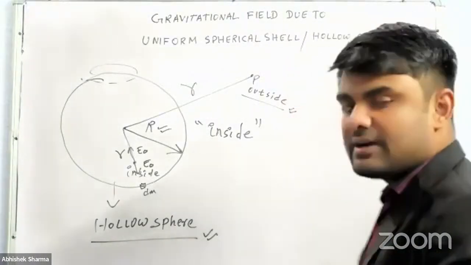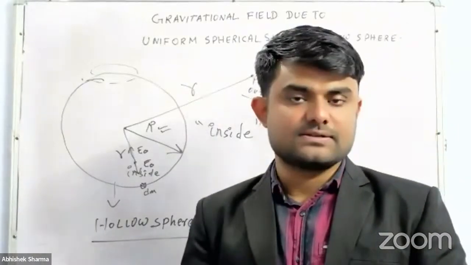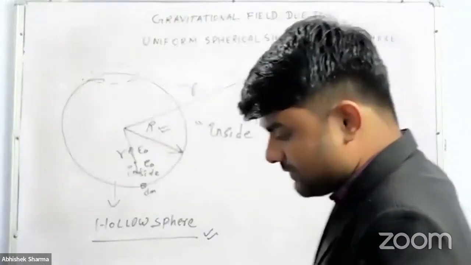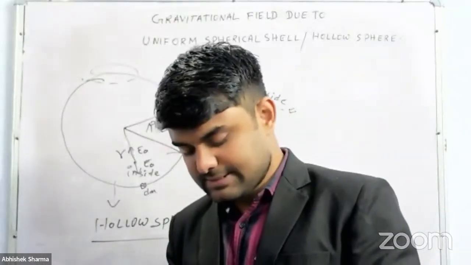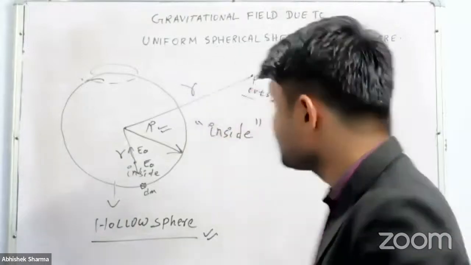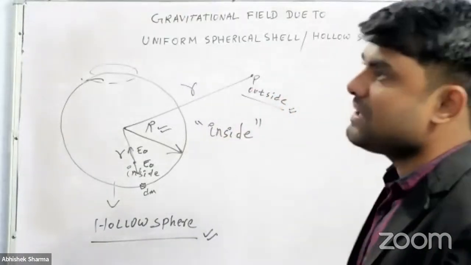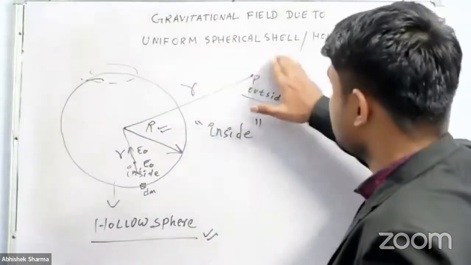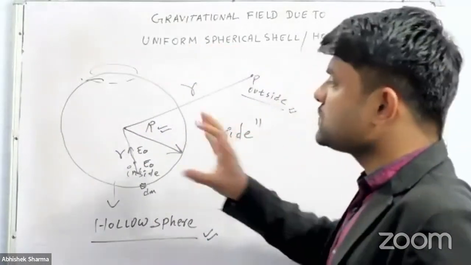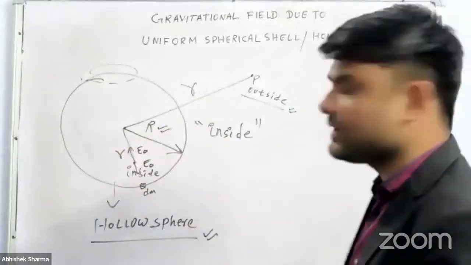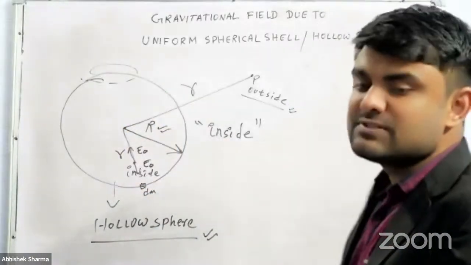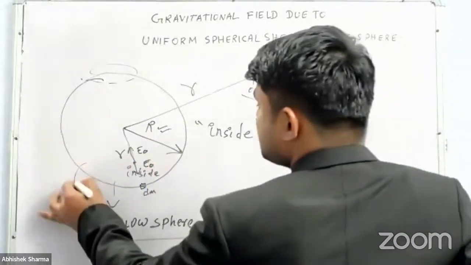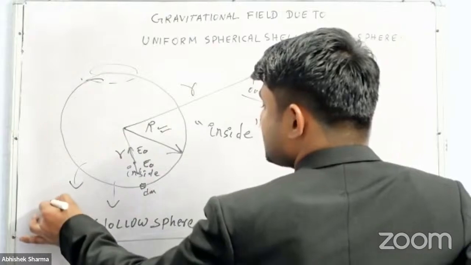You have studied the concept of center of mass. So we know for the center of mass thing, we can assume that all the mass of this uniform spherical shell or hollow sphere can be supposed to be concentrated at the center point. So the problem now reduces to a particle problem. Suppose the mass of this complete uniform spherical shell is capital M.